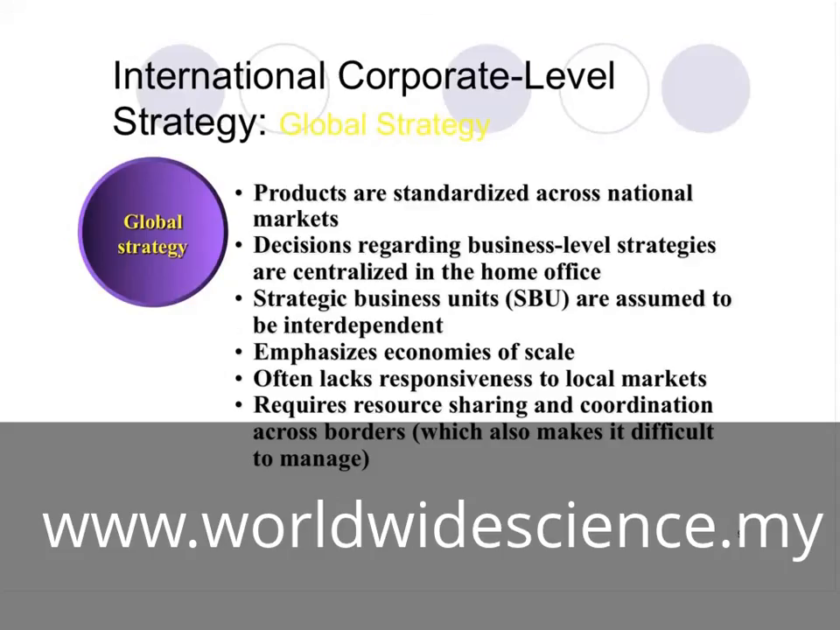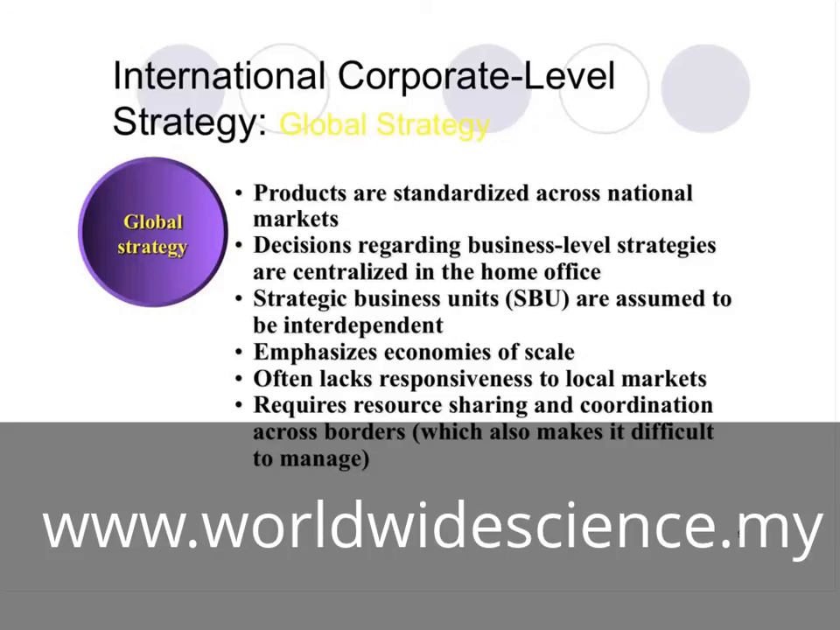So you try to standardize when it comes to global strategy. You try to just standardize whatever you do so that it's pretty much the same everywhere you go. And decisions regarding business level strategies are centralized in the home office. So the home office is where they publish all the strategies wherever you go and all along the company, either at the home branch or at the other countries. And then emphasize on economies of scale, because global strategy gives you the chance to utilize the economies of scale.